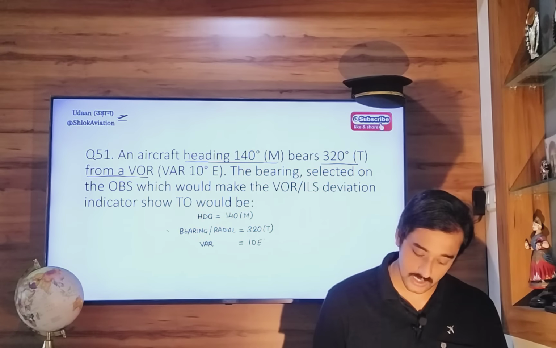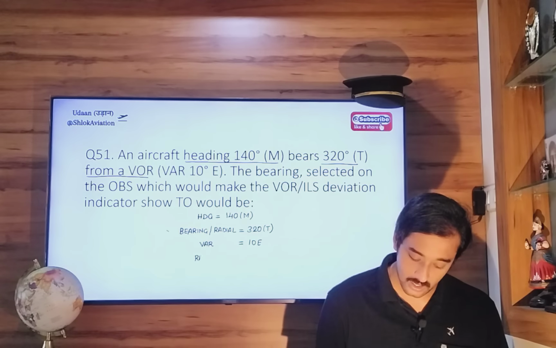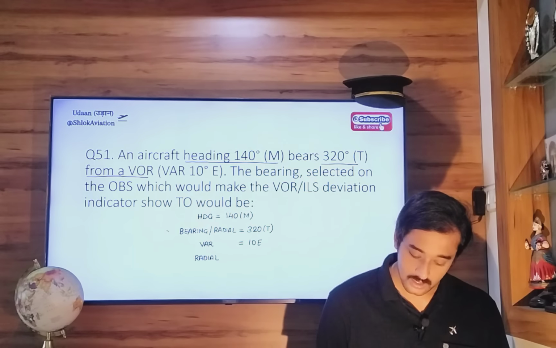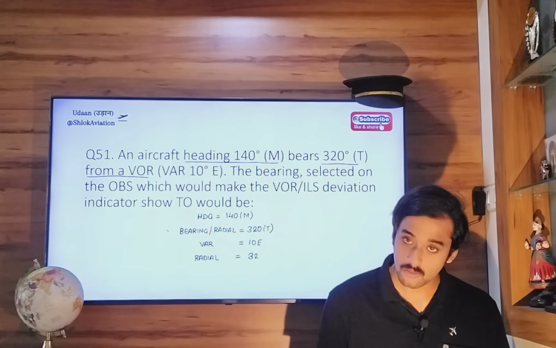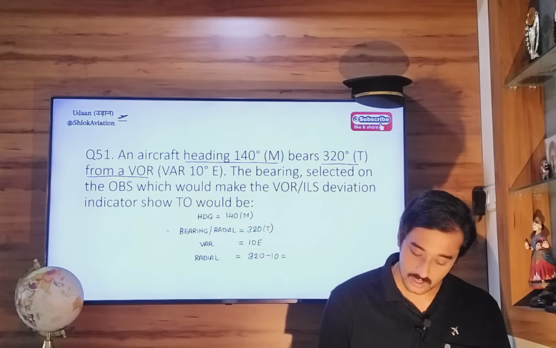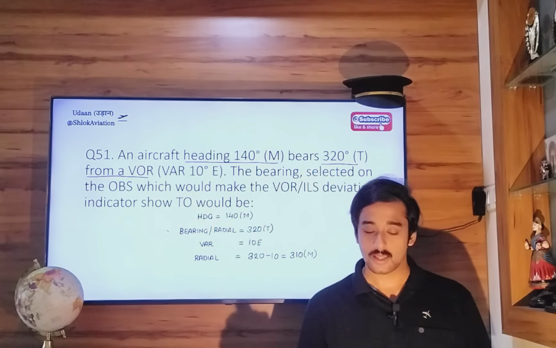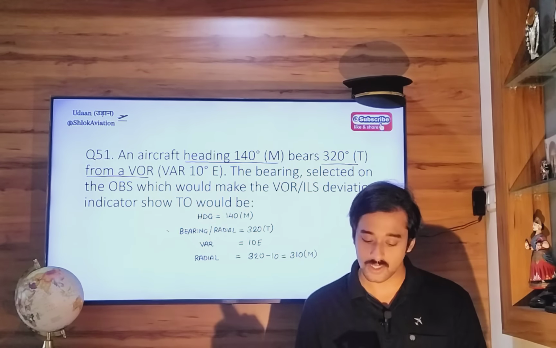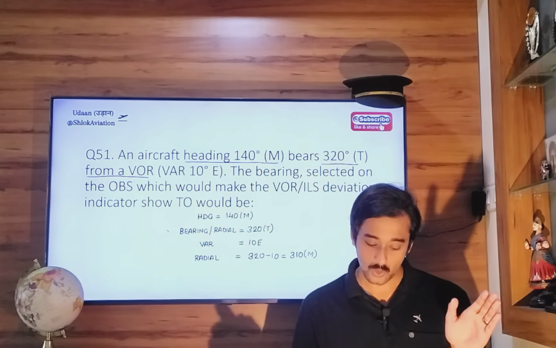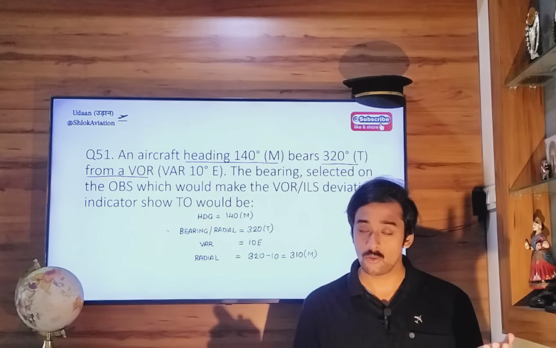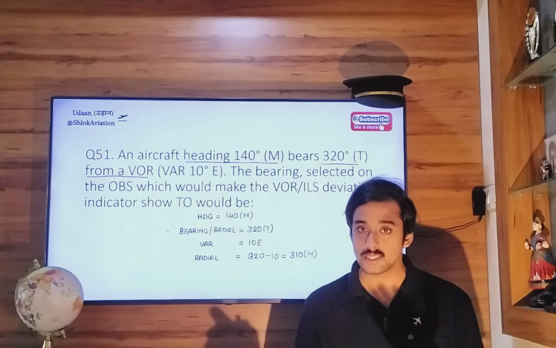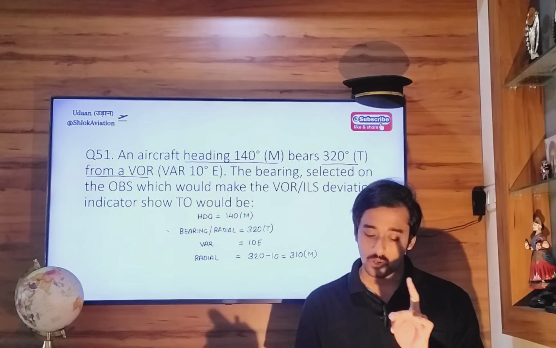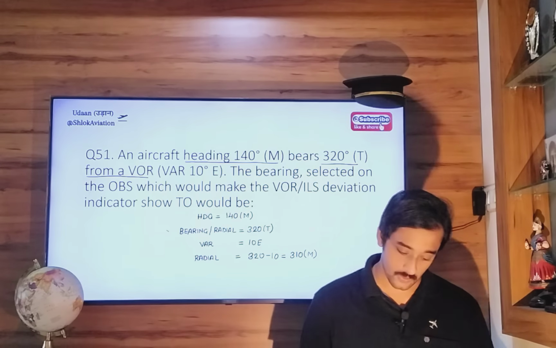Variation is 10 east, so radial will be 320 minus 10, 310 magnetic. The radial on which your aircraft is positioned is equal to 310 degree magnetic because with variation east, magnetic will be least. Therefore, 320 minus 10 degree, 310.